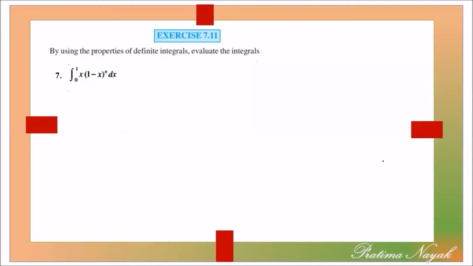Next question. Question number 7. Here the limit is 0 to 1, x into 1 minus x to the power n. See that if you don't apply the property, you cannot integrate this function. That's why we are applying the property. Sometimes the application of property makes it easy to integrate. So how will we apply the property? 0 to 1, this function is equal to 0 to 1, and in place of x I'll put 1 minus x, dx.